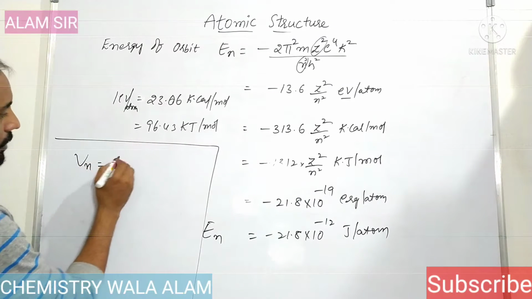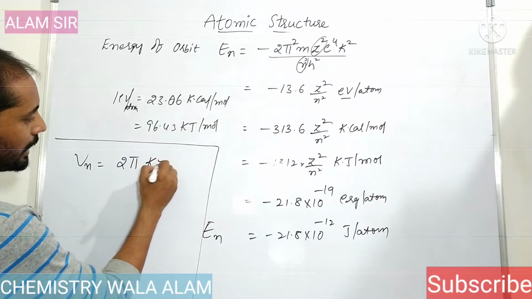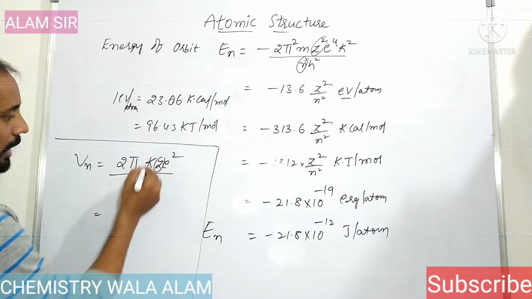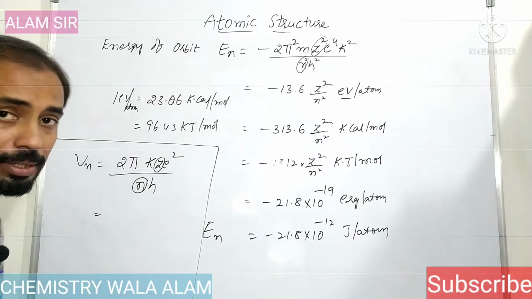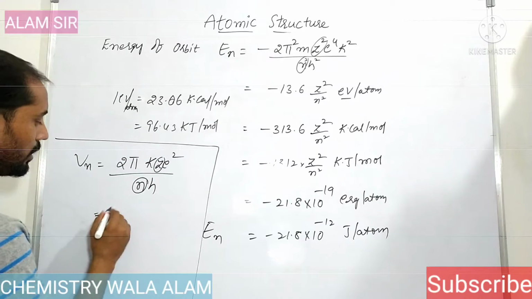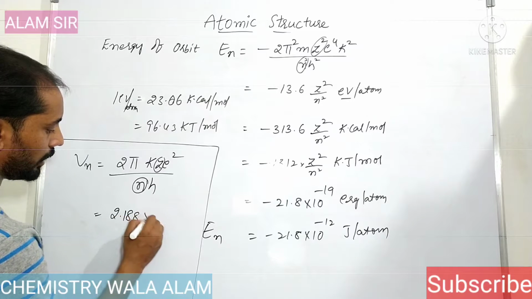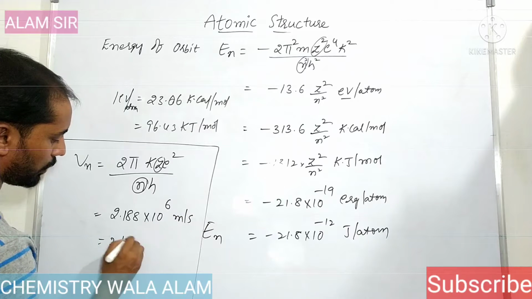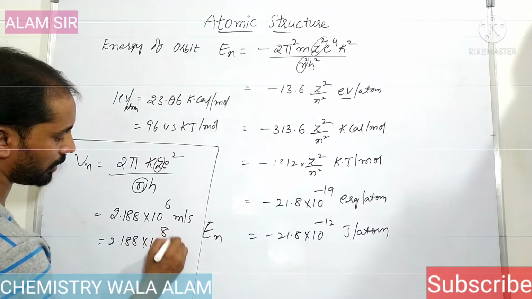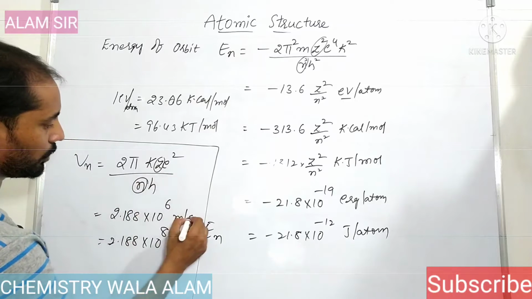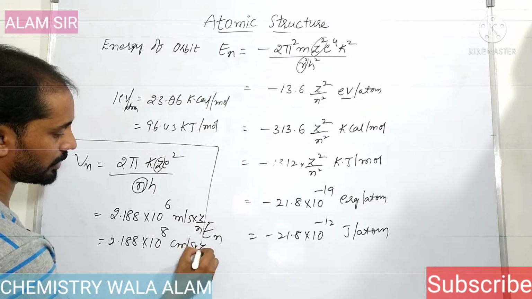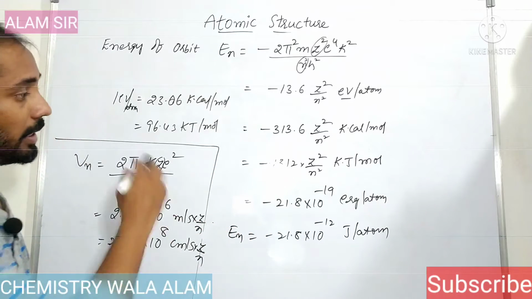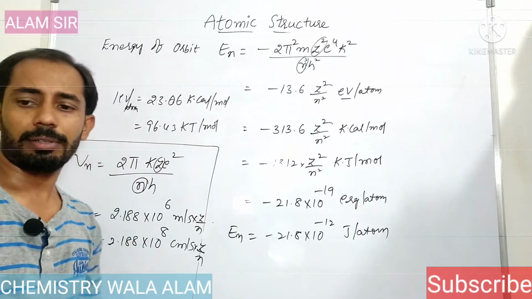Velocity of the electron is equal to 2 pi k z e square by nh. Except n and atomic number, all remaining values are constant. So we get 2.188 into 10 to the power of 6 meters per second, or 2.188 into 10 to the power of 8 centimeters per second, into z by n. So this is the radius, energy and velocity of the electron in the orbit.